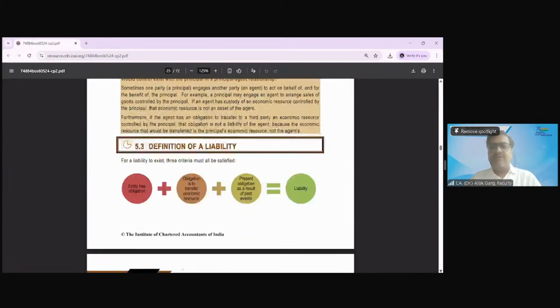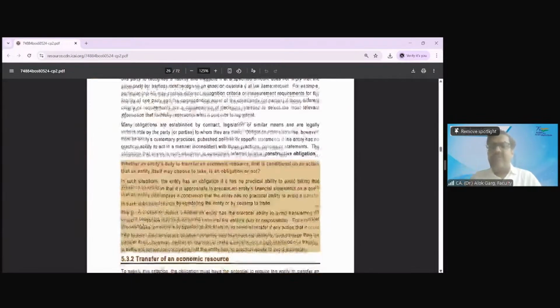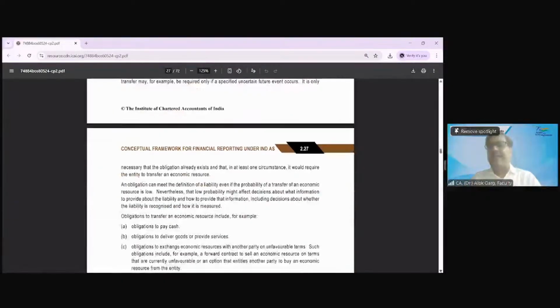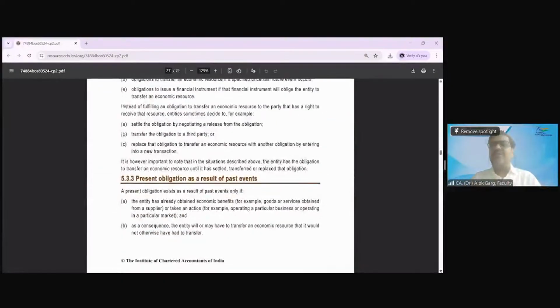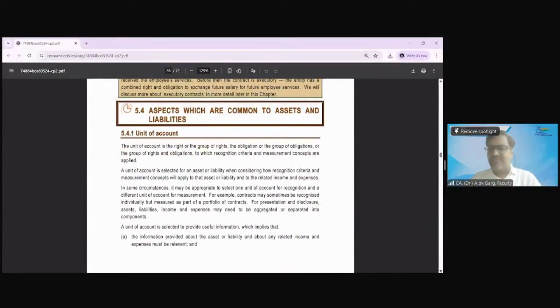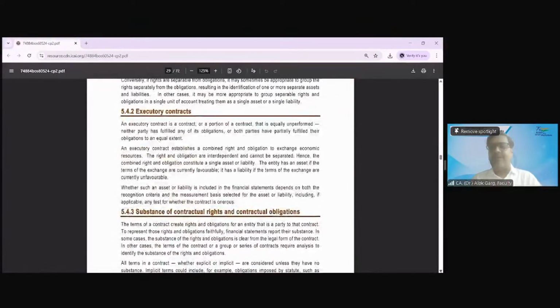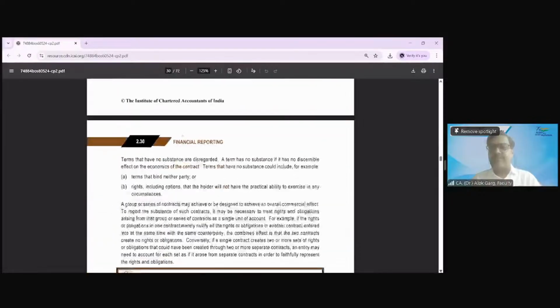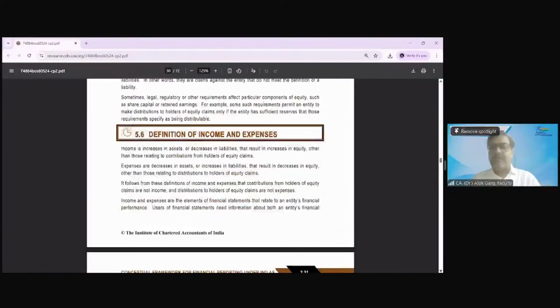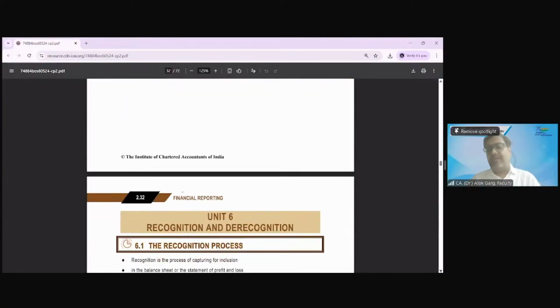Right? So there is a definition of liability which is given. These elements of financial statements are defined in detail. You just need to read that. In examination, this kind of question will not come. You just need to have a fair idea. Equity, income, expenses, just have a fair idea about that.